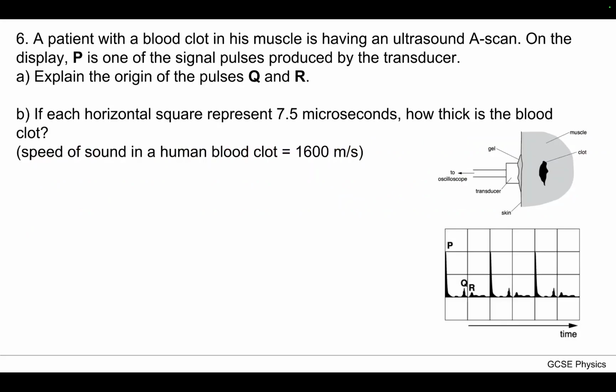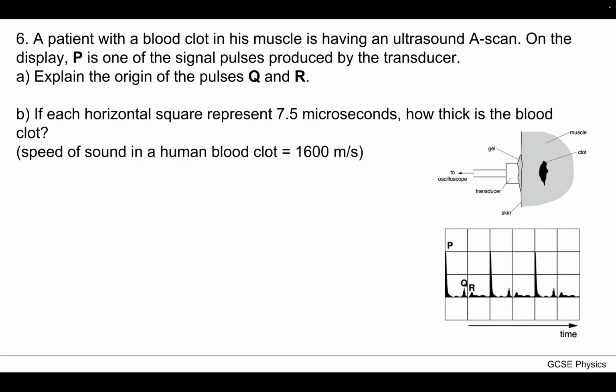So I'm going to pause and have a go at this one. I've actually got the images here. Not my mistake on the previous question. So number 6, a patient with a blood clot in his muscle. Obviously pause and have a go at this one. He is having an ultrasound A scan. On the display, P is one of the signal pulses produced by the transducer. Explain the origin of the pulses Q and R.